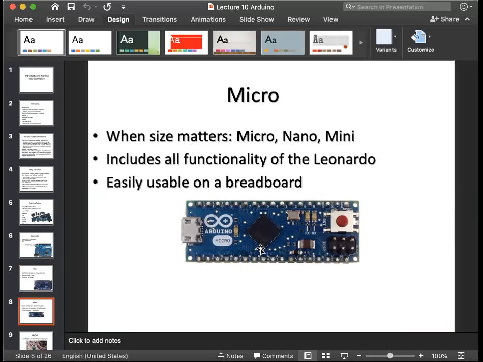A breadboard is the board we use for our projects. This is a small electric board where you can connect your Arduino and other microchips and connect them with the power supply and do your work. So it is easily usable on the breadboard.